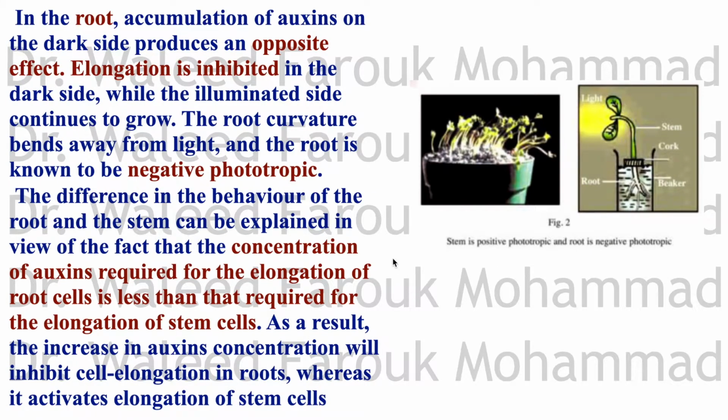Now, in the root, there's a different story. The opposite effect happens. Elongation of the cells is inhibited in the dark side, while the illuminated side continues to grow. The root curvature bends away from the light, and the root is known to be negative phototropic.